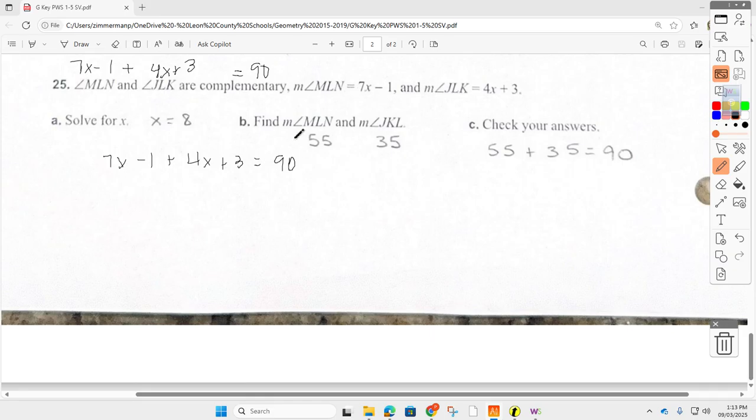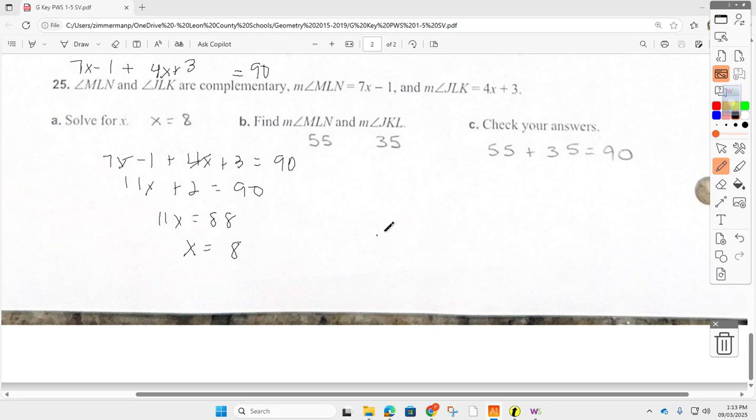We're going to combine like terms, so we're going to 11x plus 2 equals 90, right? 7x plus 4x, yep, negative 1 plus 3, yep. Now we're solving our equation. We're going to subtract 2 from both sides. So 11x equals 88. Divide both sides by 11, and x equals 8.